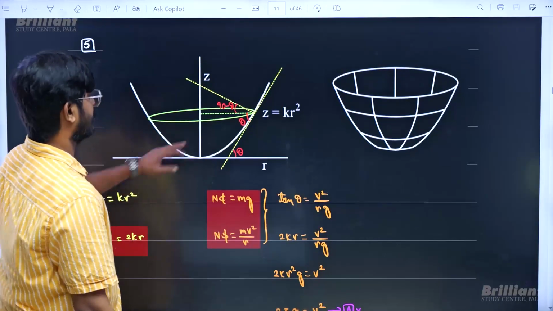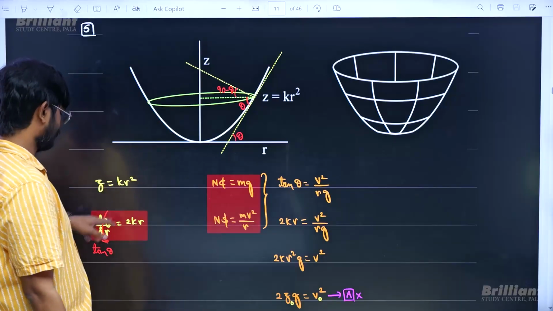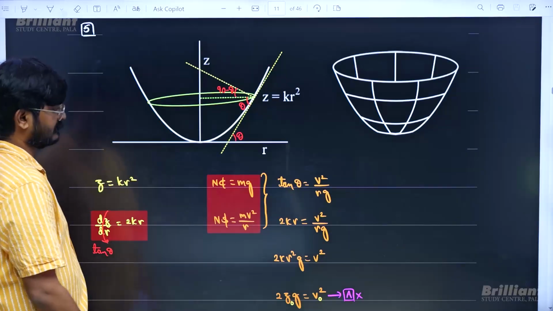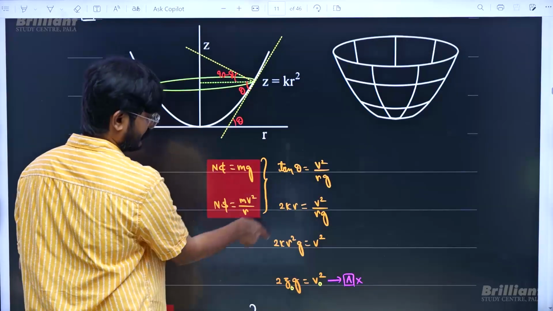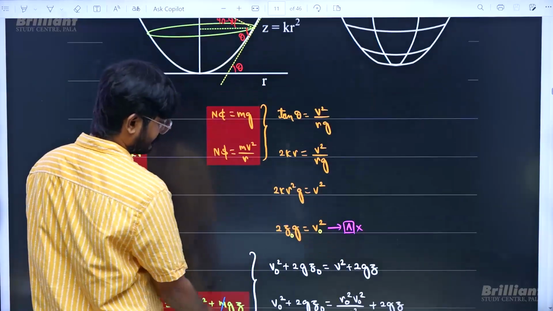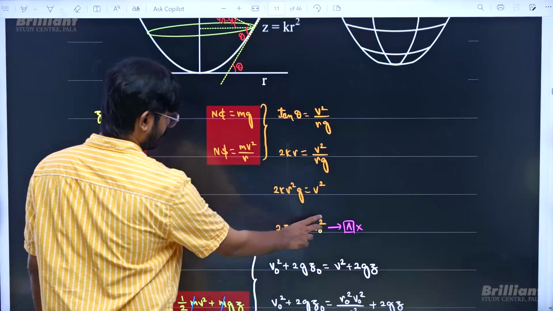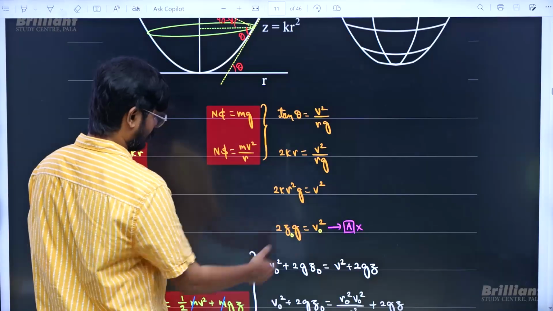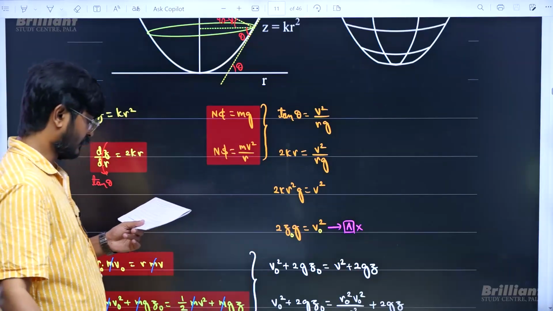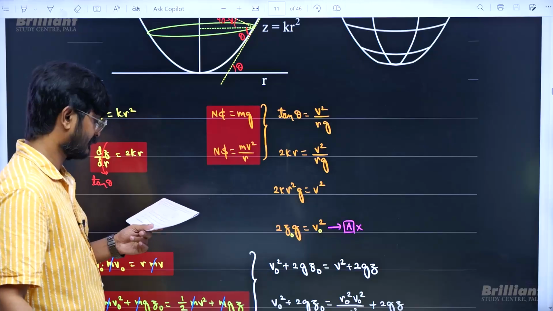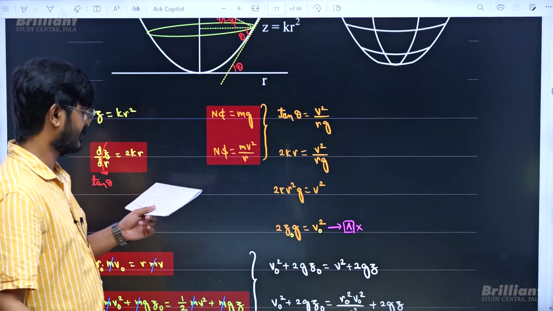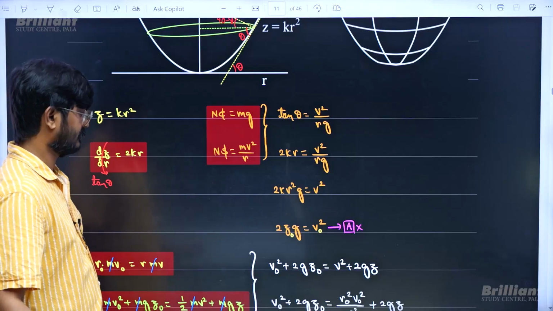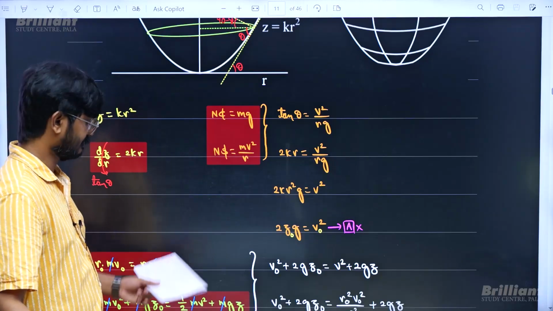Tan theta you can get by differentiation, taking the slope, right? So you can take the ratio, then you will be getting tan theta. You can substitute tan theta from here, and when you solve it, you will be getting this much. So v0 is square root of 2g z0. So option A is wrong because they have given root g z0. It would have been correct if it was root 2g z0.